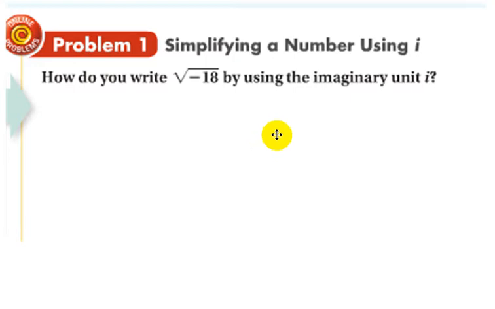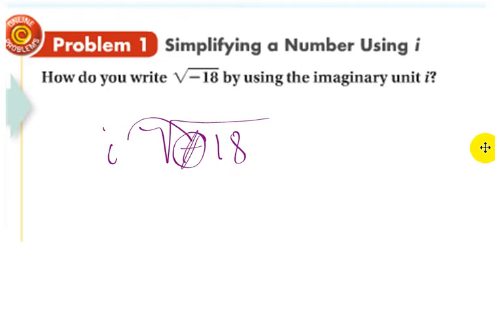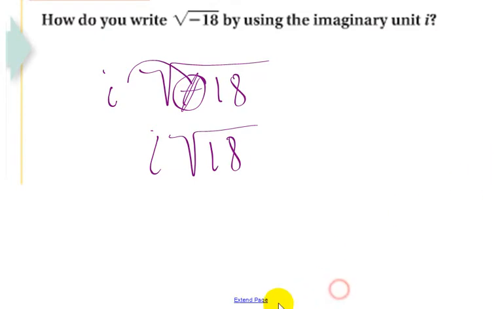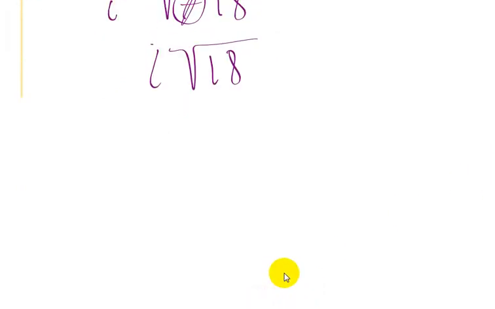How do you write radical -18 using the imaginary unit I? So what we're going to do is start by saying, well, radical -18. And we know that by what we just talked about, that can come out here as an I. Right? So I radical 18. Well, we're not finished because that's not simplified, right? How can I simplify radical 18? Does that have a perfect square factor? What is its perfect square factor?